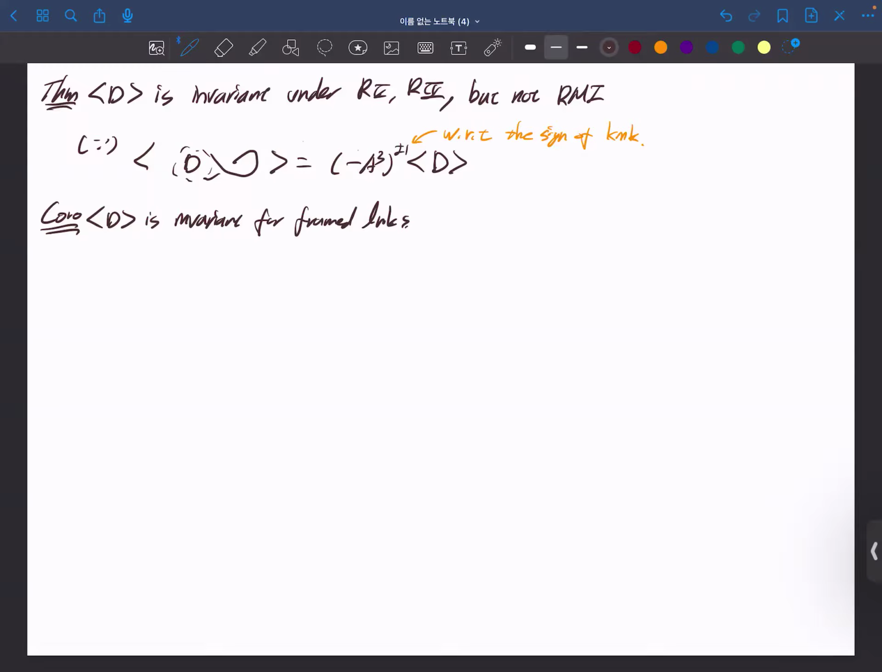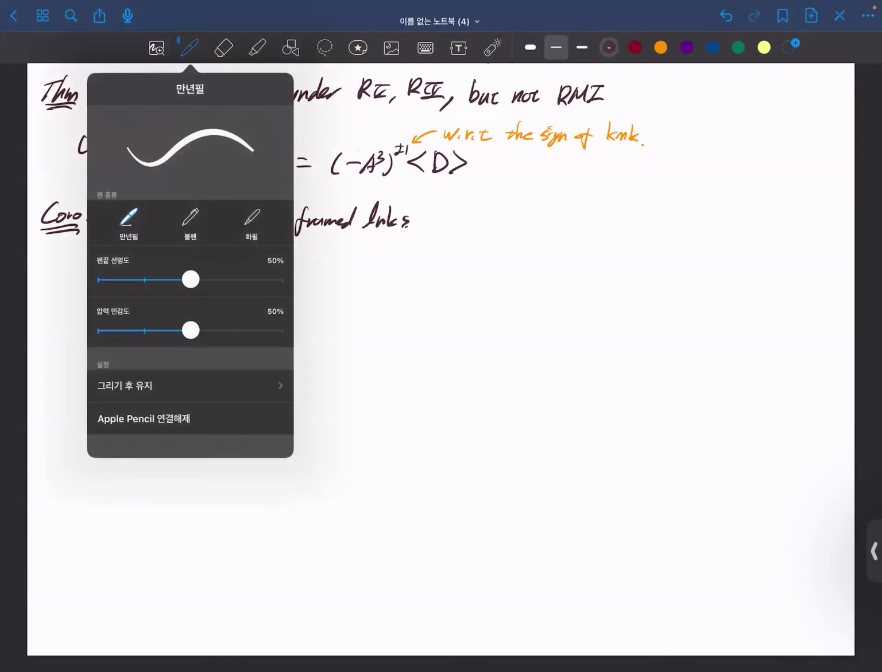But at this level, this one is not invariant under all Reidemeister moves. So we modify this invariant to make it invariant under Reidemeister move 1 also. Then how do we do it? Actually here, when we add one crossing by using a kink, we need to multiply by minus a to the plus or minus 3, with respect to the sign of the kink.